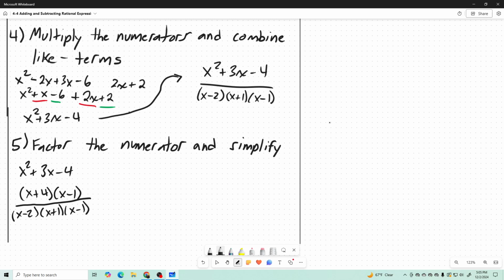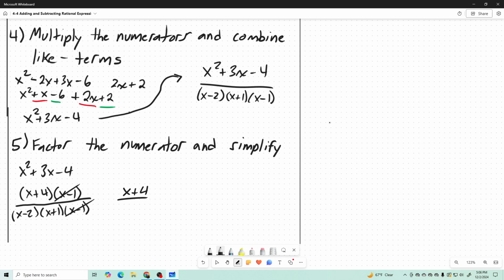All right, awesome. So what do we do now? Well, we have an expression here. When we did dividing or multiplying, we could eliminate, right? So we have x minus 1 on the top and x minus 1 on the bottom, right? And what this will tell us is that our final form here is just x plus 4 over.